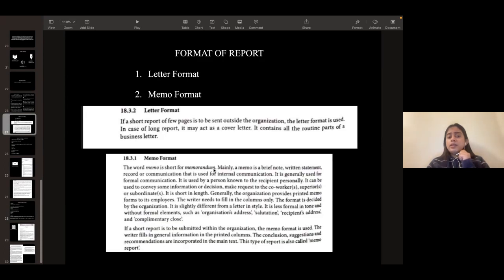A memo format is a memorandum. It is a memo. A memo is a brief note.